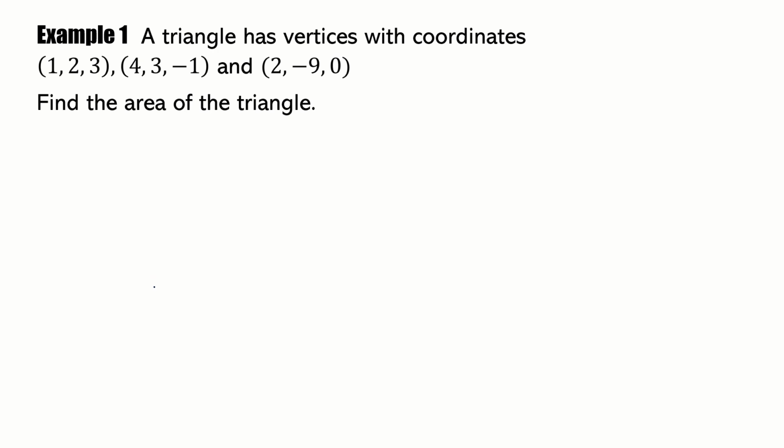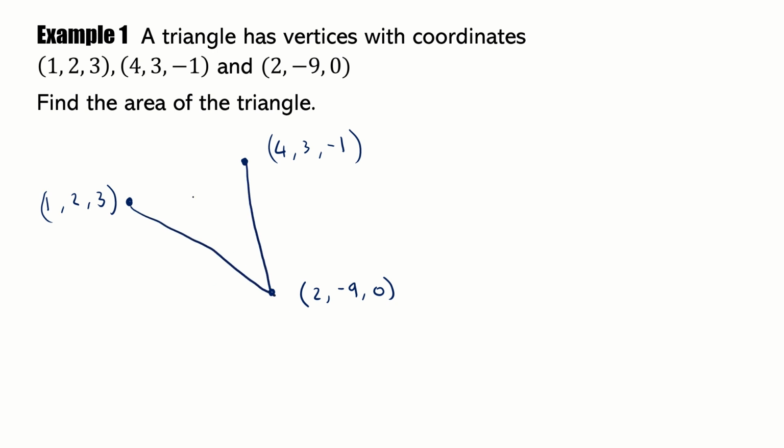Because we're dealing with 3D, I'm not too bothered about exactly where each of these coordinates are while I'm drawing my diagram, and instead the diagram's more for just being able to see what's connected to what and what information I have. So I'm just going to draw 3 points and label them 1, 2, 3 as the first one, the second one 4, 3, minus 1, and then the third one we might draw down here, 2, minus 9, 0. We're then connecting up these points to form the edges of our triangle. So this is what our triangle looks like.